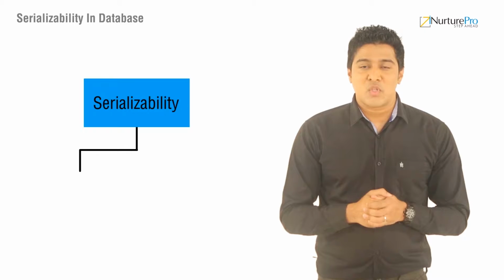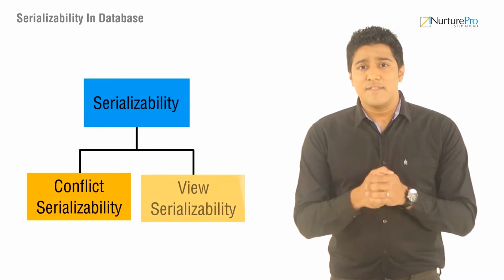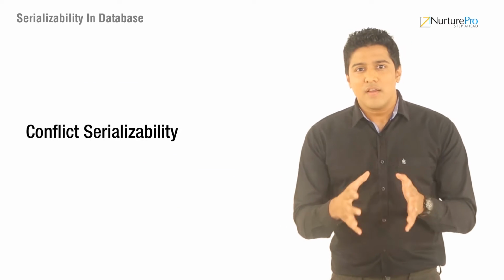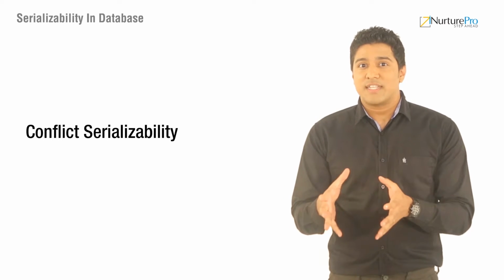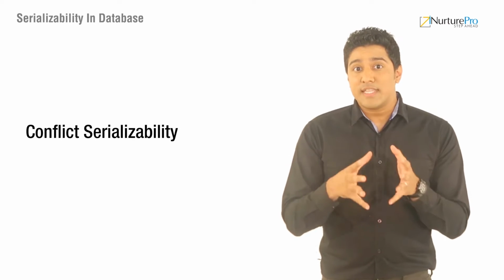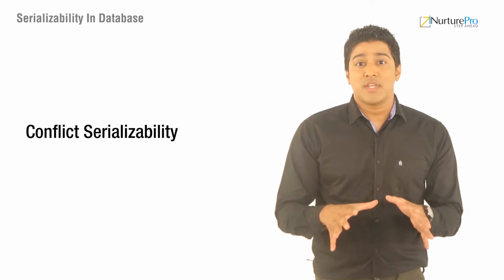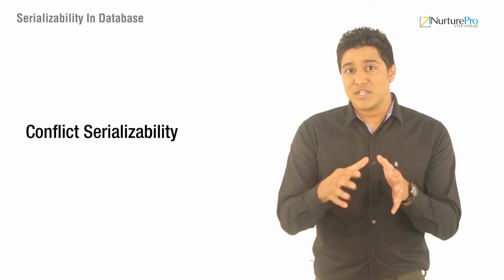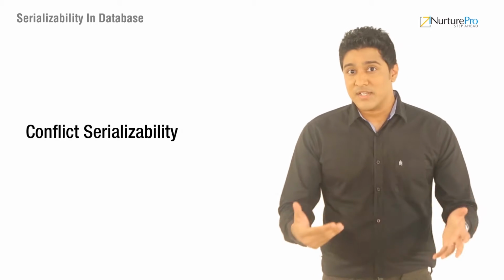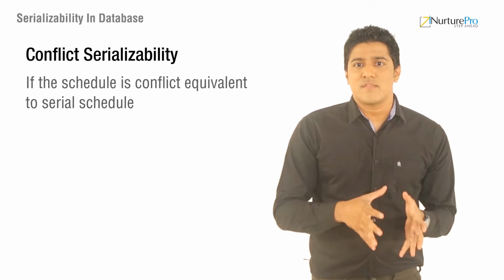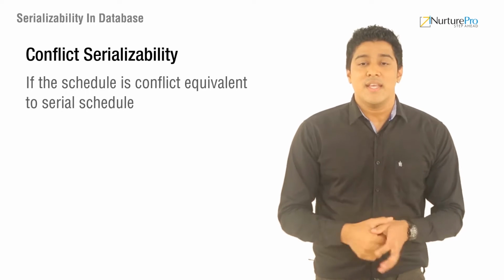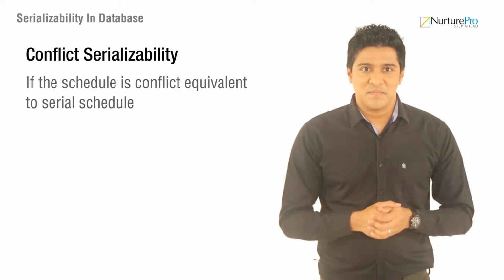There are two important aspects of serializability: conflict serializability and view serializability. Conflict serializability deals with detecting whether the instructions are conflicting in any way and specifying the order in which these two instructions will be executed in case there is any conflict. A conflict arises if at least one of the instructions is a write operation. If the schedule is conflict equivalent to a serial schedule, then the schedule is conflict serializable.